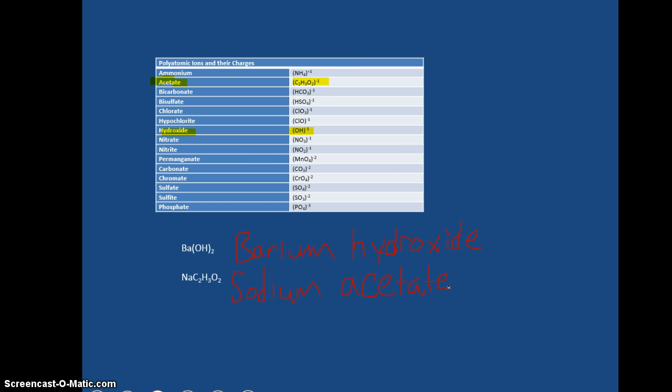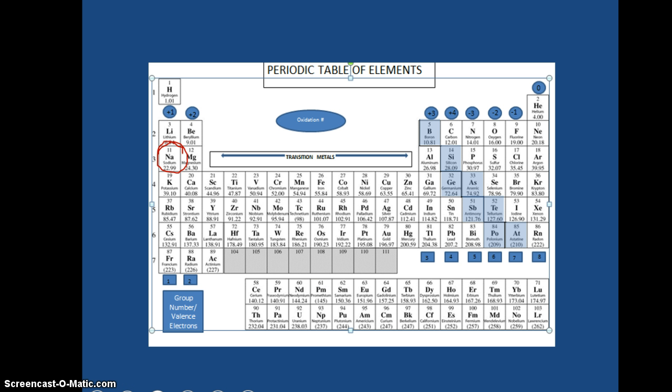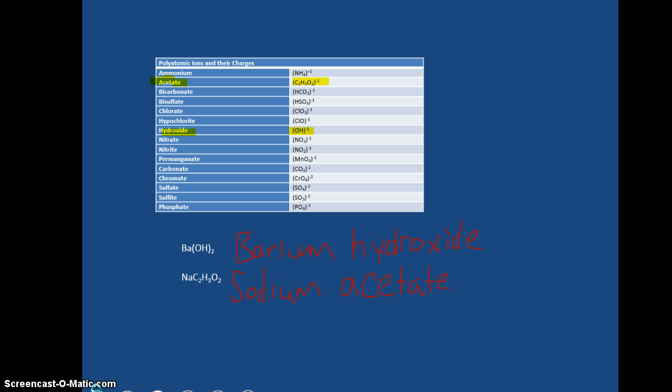Sodium, once again, was not a transition metal, so you did not have to worry about writing a Roman numeral. That is it for today's note.